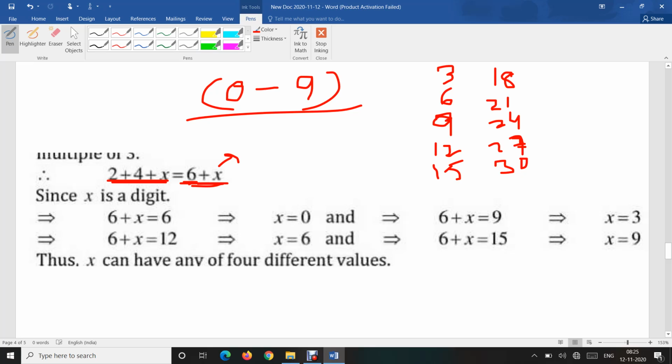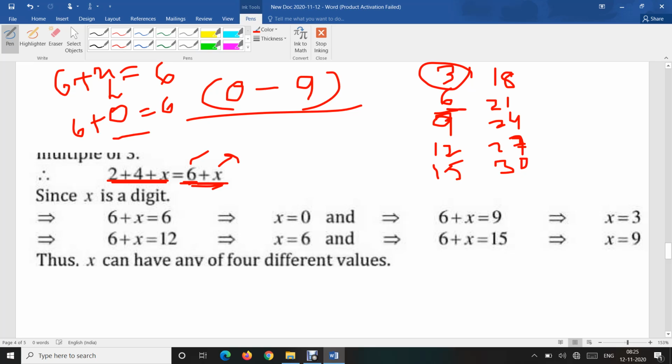See here we have 6, here we have 6. So we cannot get 3 from this table because 6 is already larger than 3. The next is 6. How will we get 6 from 6 plus x? If we put 0 at the place of x, then we will get 6. That means the first value of x is 0.